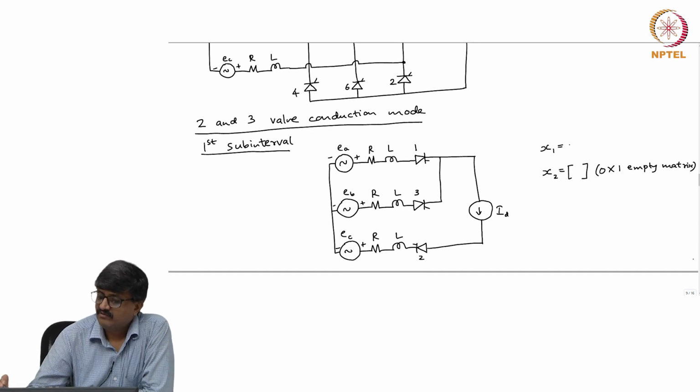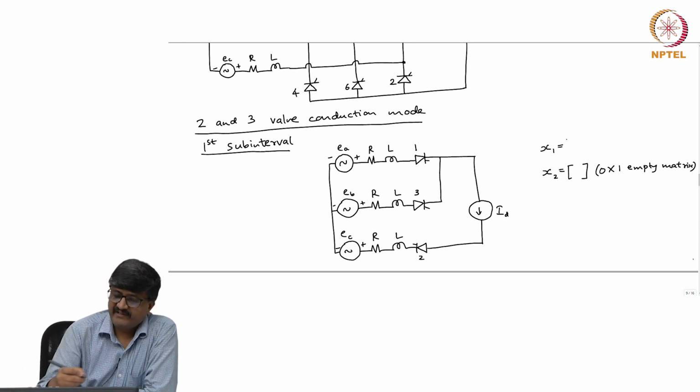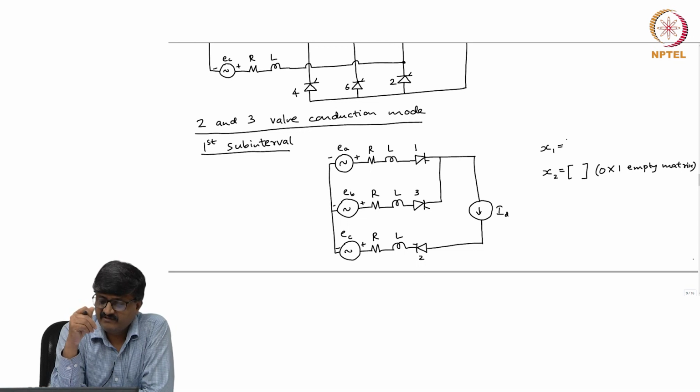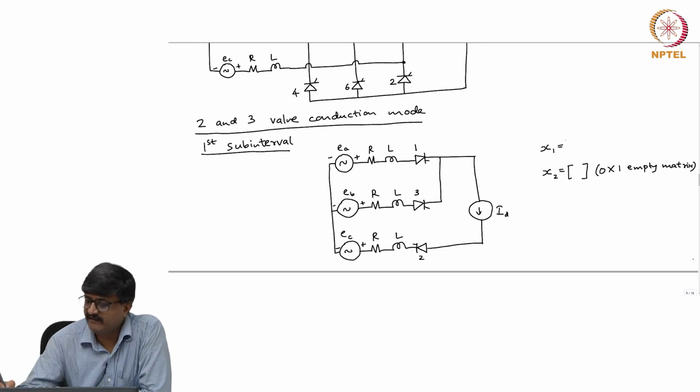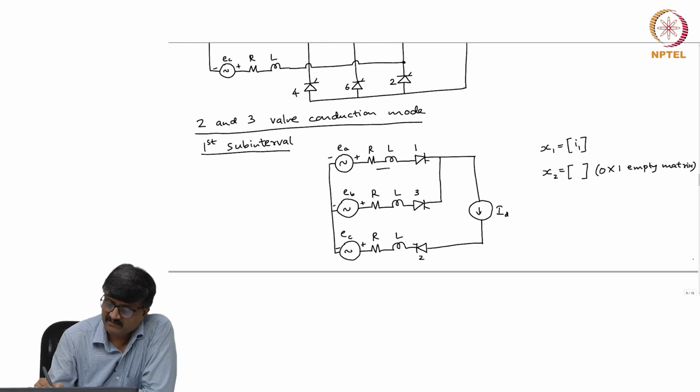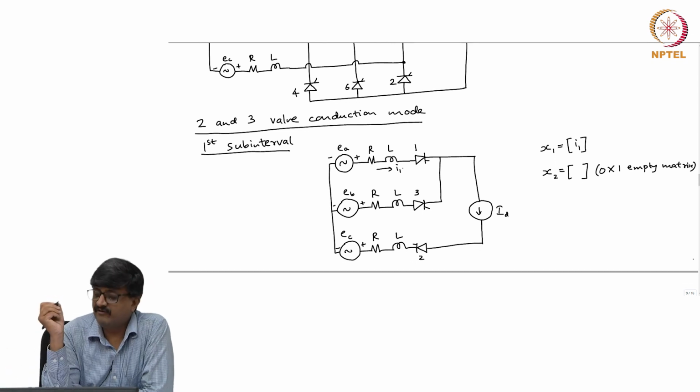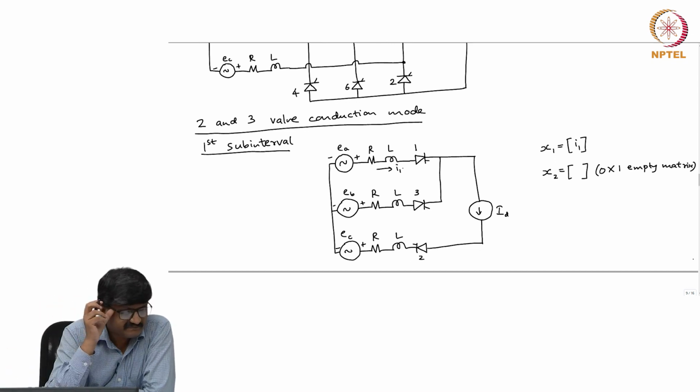So, if it has only one element, which is that element? Going by our assumption, it is the current through the outgoing valve. The outgoing valve is valve 1. So, it is I 1. So, the current I 1 is the element of the state vector x 1.